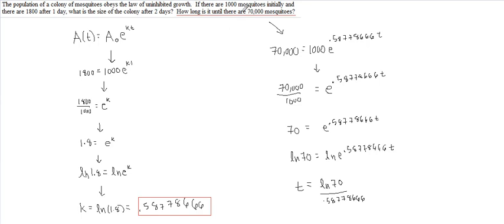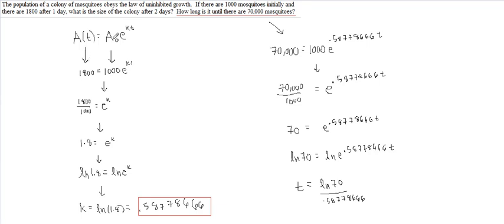But in order to answer either one of these questions, we first have to find out what k is, or what the rate of growth is here. So here's the equation we're going to follow. It's the law of uninhibited growth. A of t stands for the amount after a certain amount of time. So we're going to use 1,800 for that, because that's the amount that we know after 1 day. So 1,800 goes in the A of t spot.